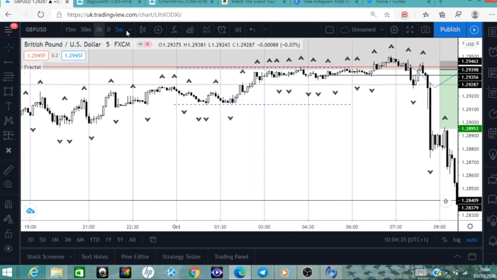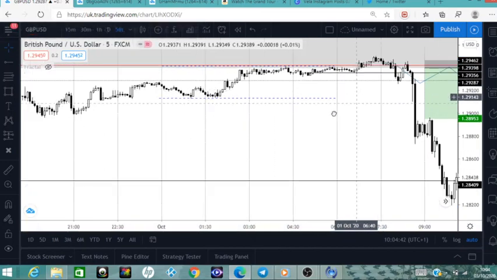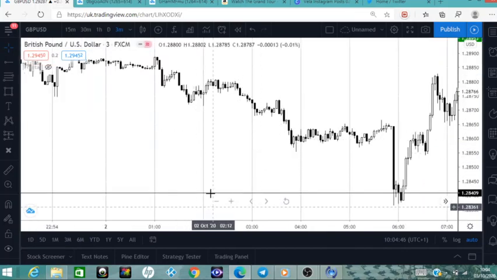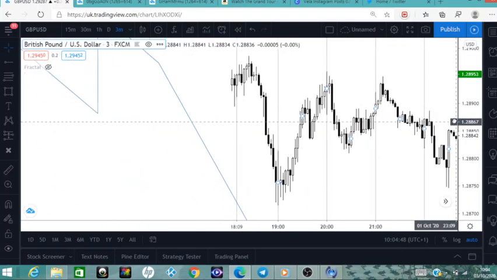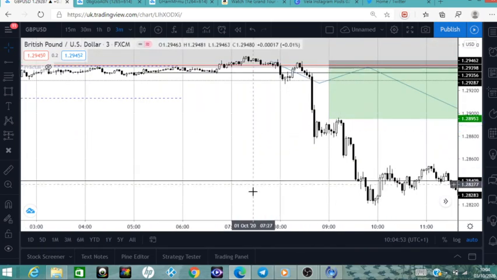Now, here's the interesting part. I was more comfortable to get involved than before. So, from a 3-minute point of view, if price is fractal, then it should react in a similar way.